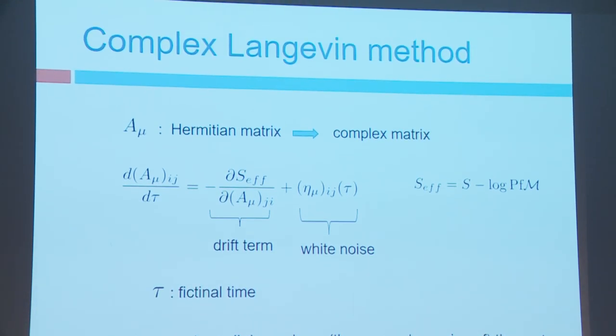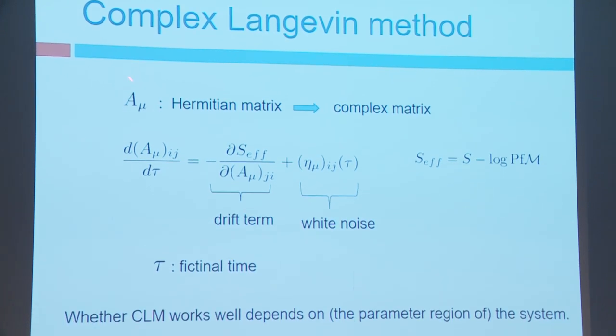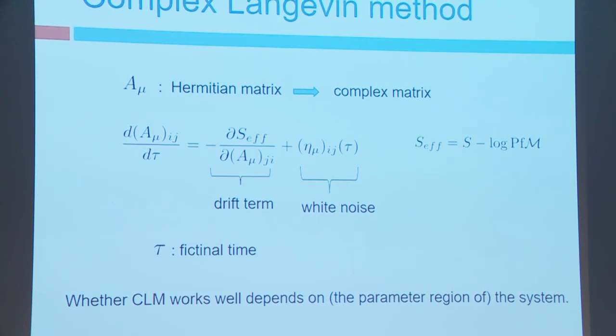Now let me comment on the complex Langevin method we use in this study. In this method, we complexify the A_mu. Namely, A_mu is changed from a Hermitian matrix into a complex matrix. Now we update the A_mu following this Langevin equation, where S effective is given by S, including the contribution from the Pfaffian. Tau is a fictitious time, this is called the drift term, and this is a white noise.